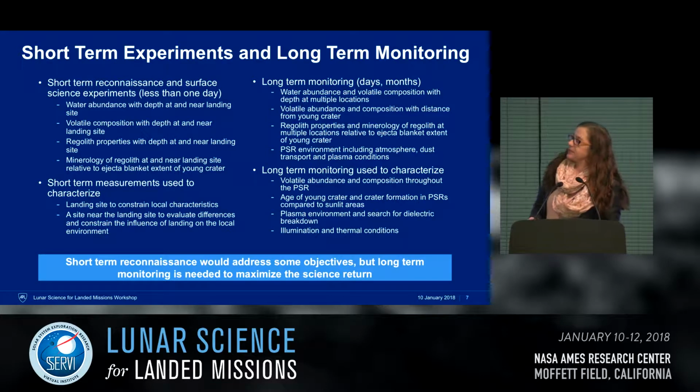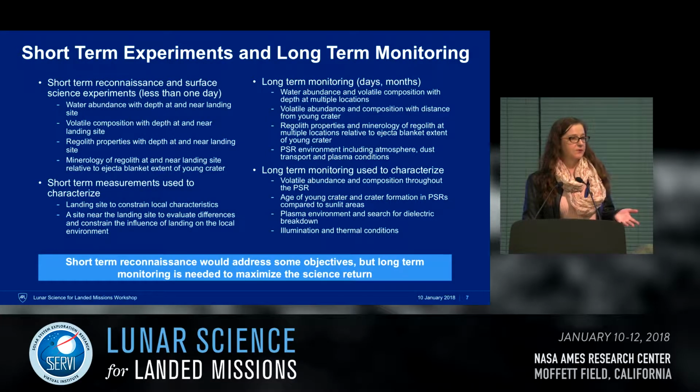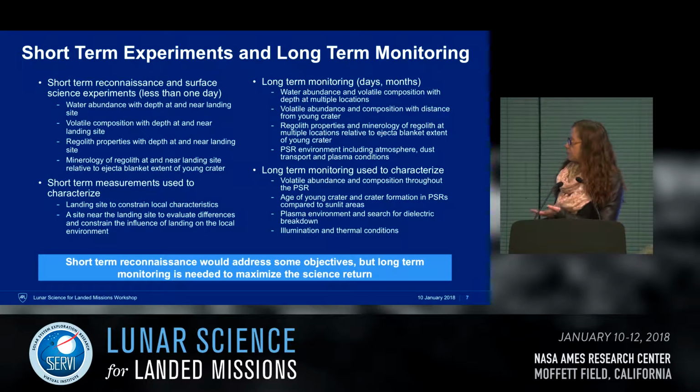So I'm not going to go into the detailed experiments for the sake of time, but there are short-term experiments that could be done in just a less than 1 day time period, and then long-term monitoring with roving as well. We would want to monitor the exosphere, the dust environment, measure the volatiles at depth and space, and look at the volatiles with distance from those fresh craters and see what the cratering process does to volatiles that are in the permanently shaded regions. Do they wipe them out? Do they redistribute them? So that's another thing to look at.